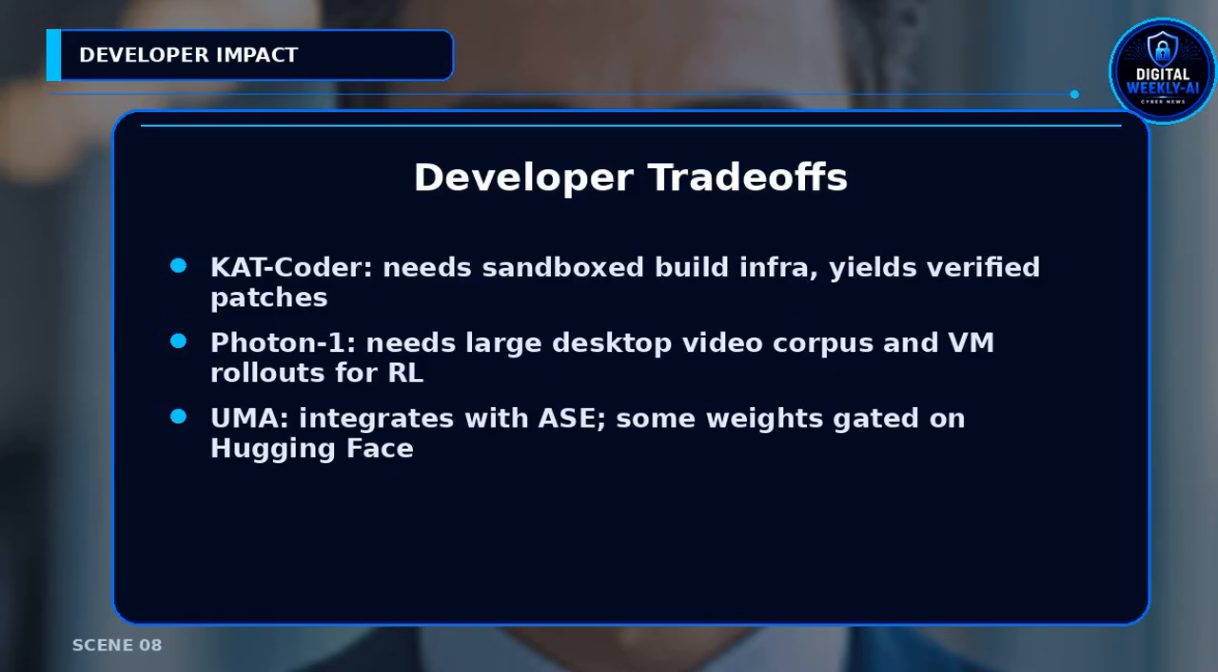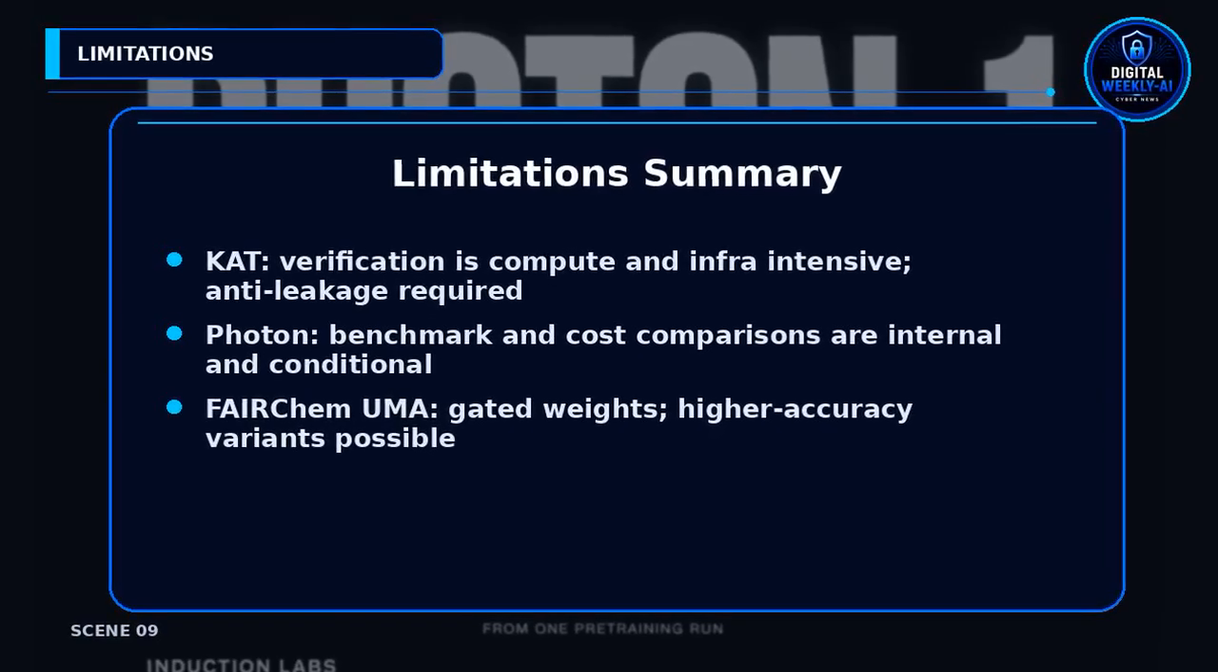It pays off for teams wanting high-confidence, test-anchored patches. Photon 1 suggests new possibilities for desktop automation from screen recordings, but requires a large, specialized pre-training corpus and VM rollouts for reinforcement learning fine-tuning. Induction Labs fine-tuned on fewer than 35,000 computer use trajectories before RL. FAIRChem's UMA reduces integration friction via ASE, but some weights are gated on Hugging Face and higher accuracy variants are noted. Each approach has clear limitations.